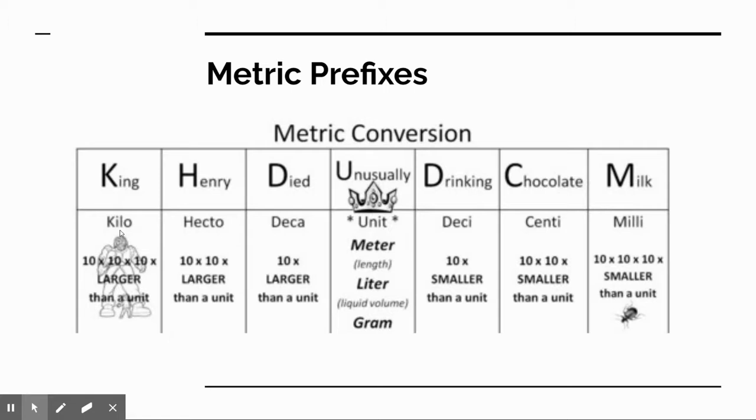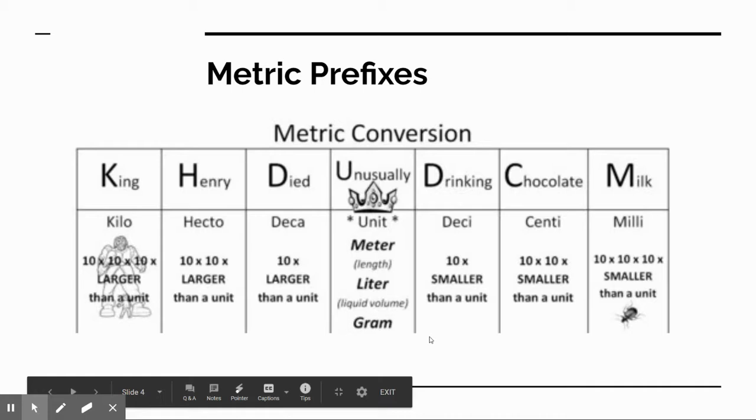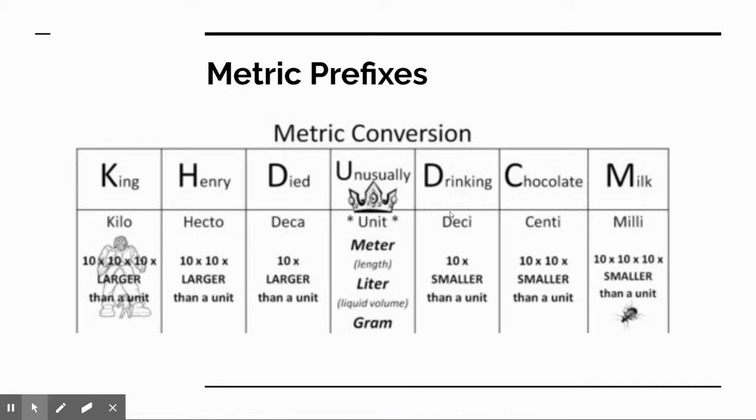So the king stands for kilo, Henry, hecto, died, deca. Unusually, this stands for the base unit. In this case, it could be meters or liters or grams or seconds. Drinking stands for deci, chocolate stands for centi, and milk stands for milli.